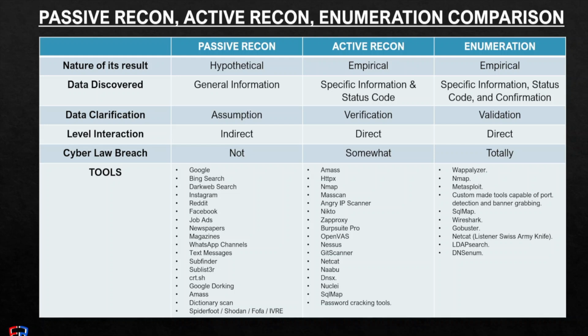Now, in terms of the nature of result, active recon is empirical. So you're talking about empirical here. We're talking about this is based on facts. You have tested that these are valid through pinging, through scanning, through the use of your various tools. And the result you've seen so far has given you an insight that, okay, these domain names, these links are active and they are valid.